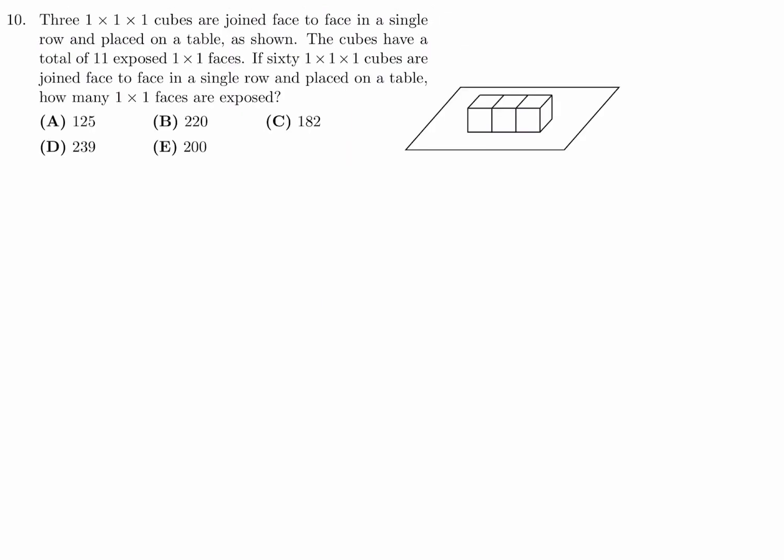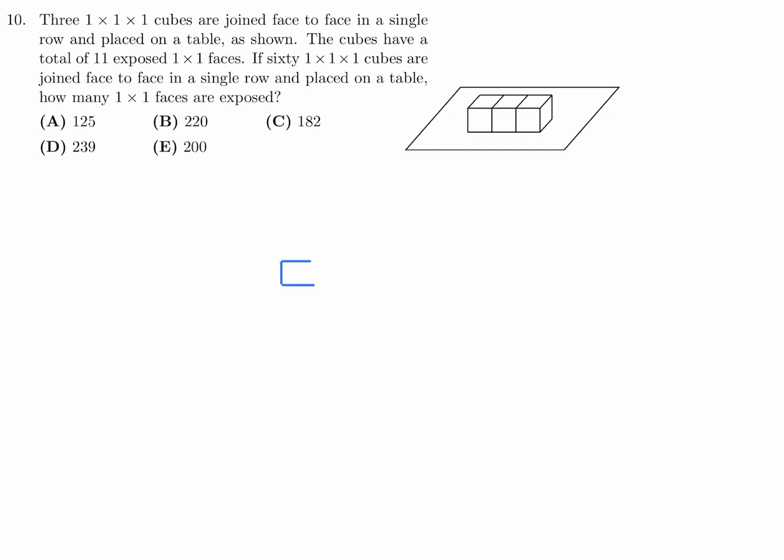3 1 by 1 by 1 cubes are joined face to face in a single row and placed on a table as shown. The cubes have a total of 11 exposed 1 by 1 faces. If 60 1 by 1 by 1 cubes are joined face to face in a single row and placed on a table, how many of the 1 by 1 faces are exposed?